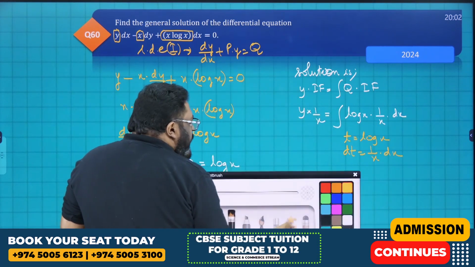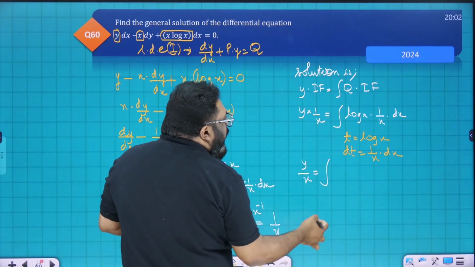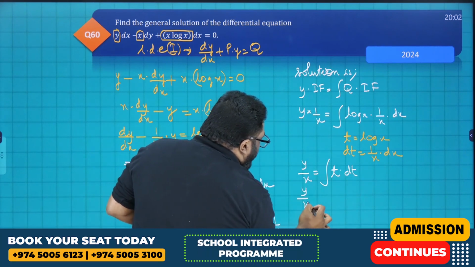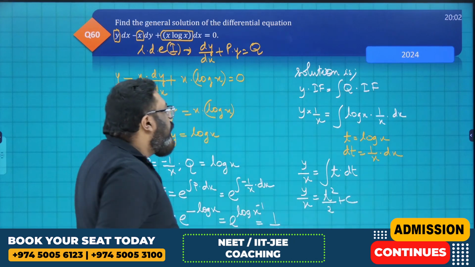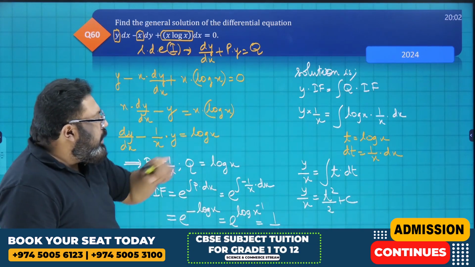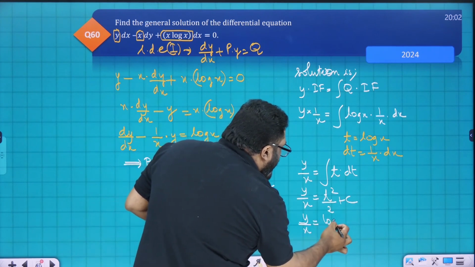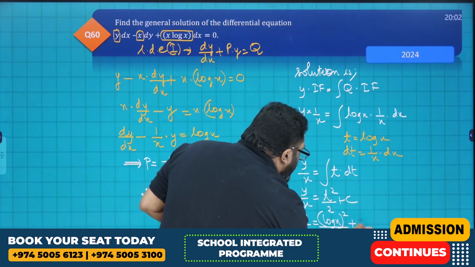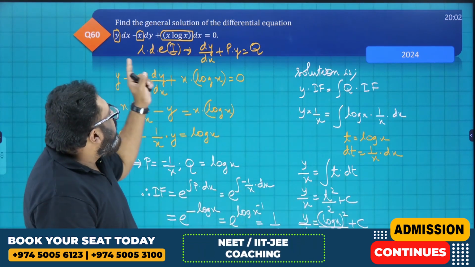Put it back in the integral, my dears. Answer is going to be y by x is equal to integral t dt. So y by x is equal to t squared by 2 plus c. Put back t, my dears. t is equal to log x. So y by x is equal to (log x) squared by 2 plus c. Answer over.